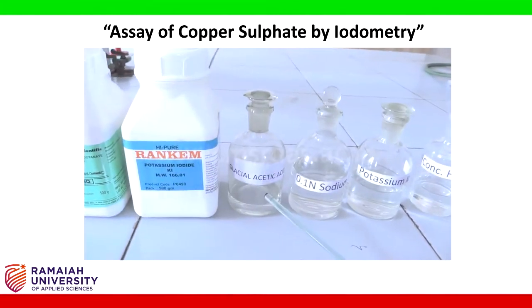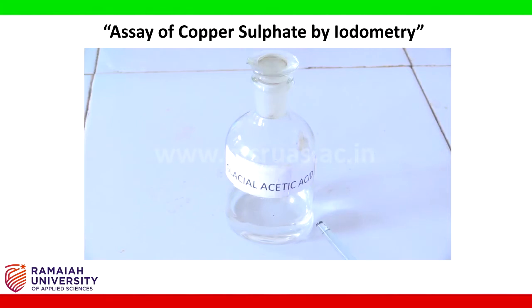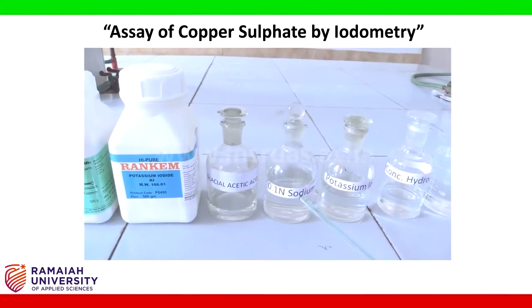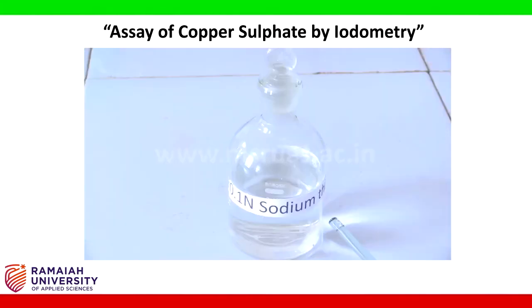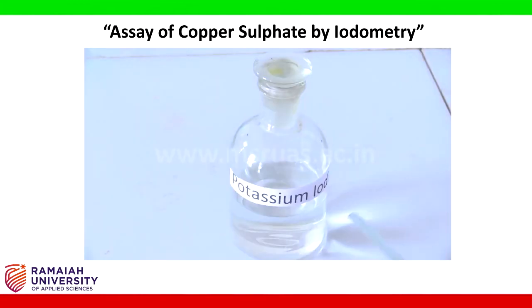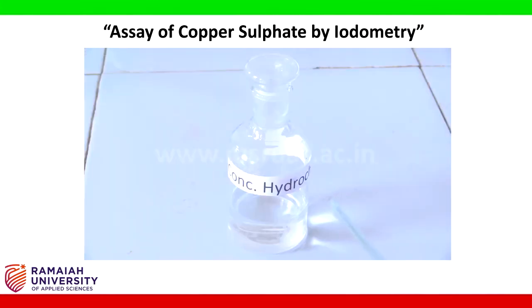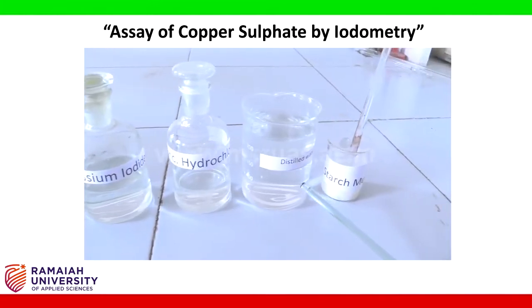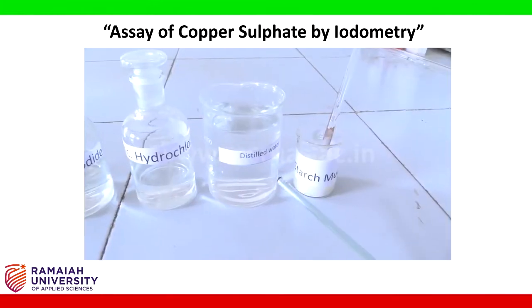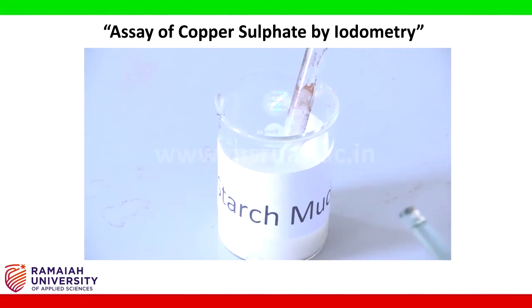Glacial acetic acid is used to provide acidic medium. 0.1 N sodium thiosulfate is used as the titrant. Potassium iodide solution is used for the liberation of iodine. Concentrated hydrochloric acid is used to convert potassium iodide into hydroiodic acid. Distilled water is used for dilution. And the last is starch mucilage as the indicator.